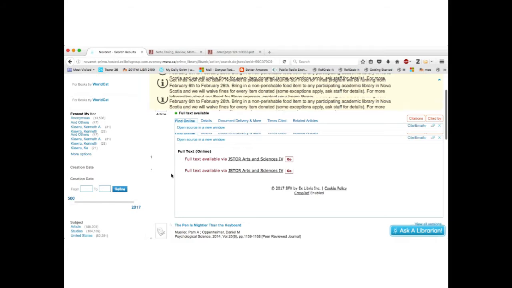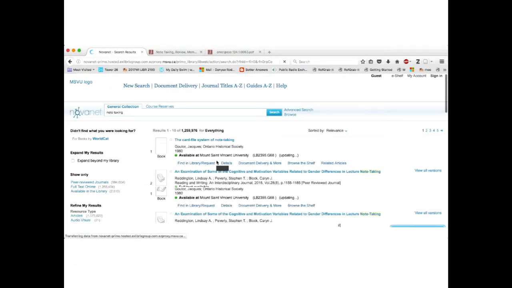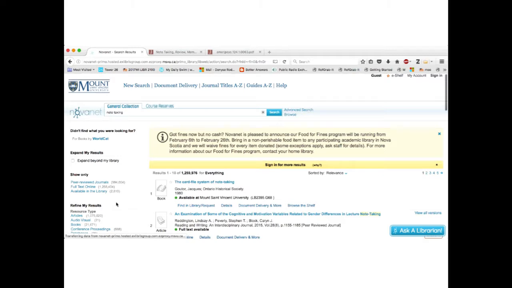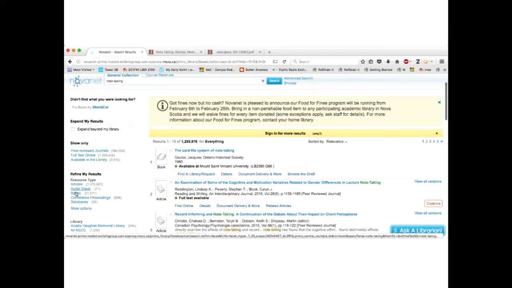Now we're just going to take a quick look at the books. Up at the top here, you can see it says refined by, and there's the resource type articles. I can get rid of that by clicking the little X. And then here, I can see all the different types. There's videos, all sorts of different things. I can say, okay, I just want to see books now.